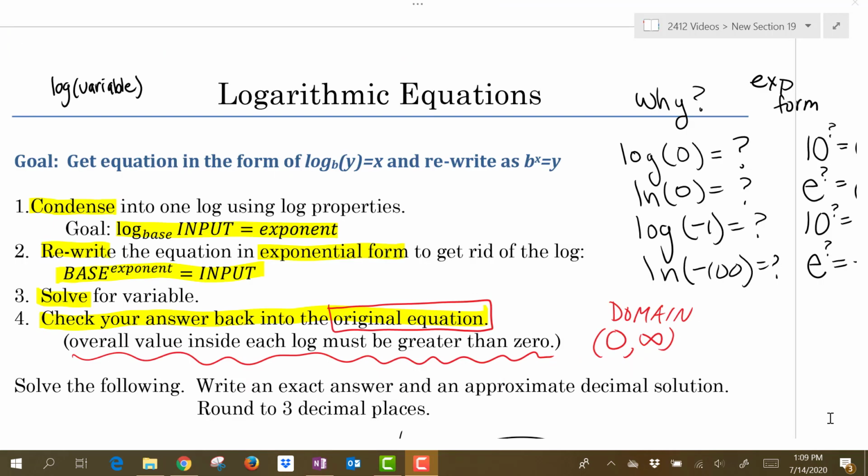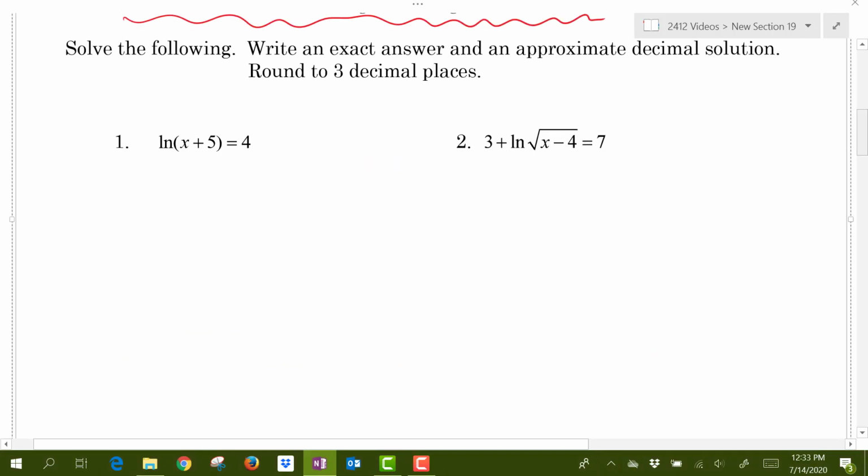Alright, so let's look at some examples of solving logarithmic equations using these 4 steps. For example 1, we're asked to solve. We're asked to give an exact answer and also an approximate decimal solution. Our decimal values should be rounded to the nearest 3 decimal places. Step number 1 is log form.